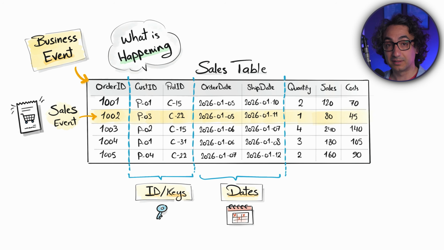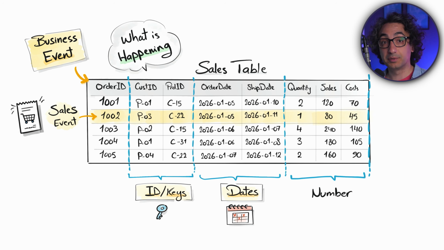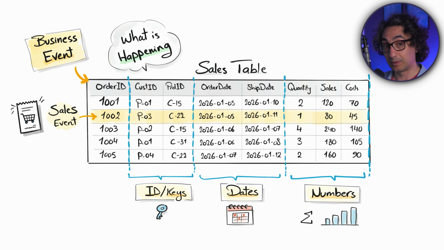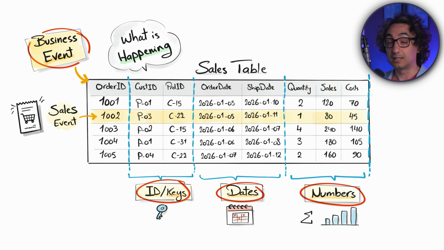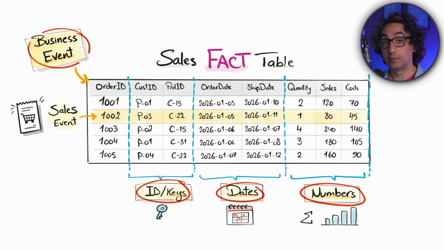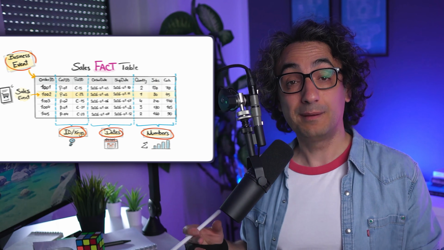And the last pattern that you're gonna find here, we have numbers like quantity, sales, discount, cost or profits. All those numbers gonna help us to calculate something. So if you see all those together, so an event, IDs to something else, information about the date and time, and a lot of numbers, then my friend, you are looking at a fact table. This table is just recording the business activity. So this is the first type, the fact tables.